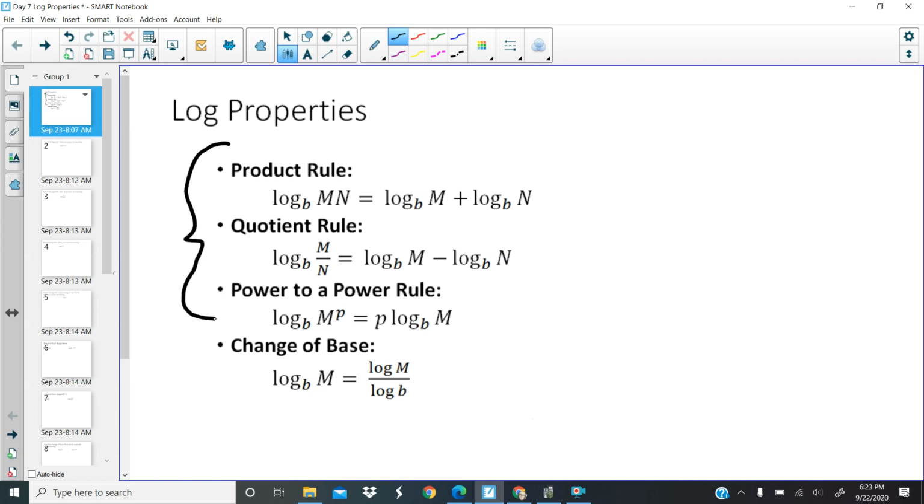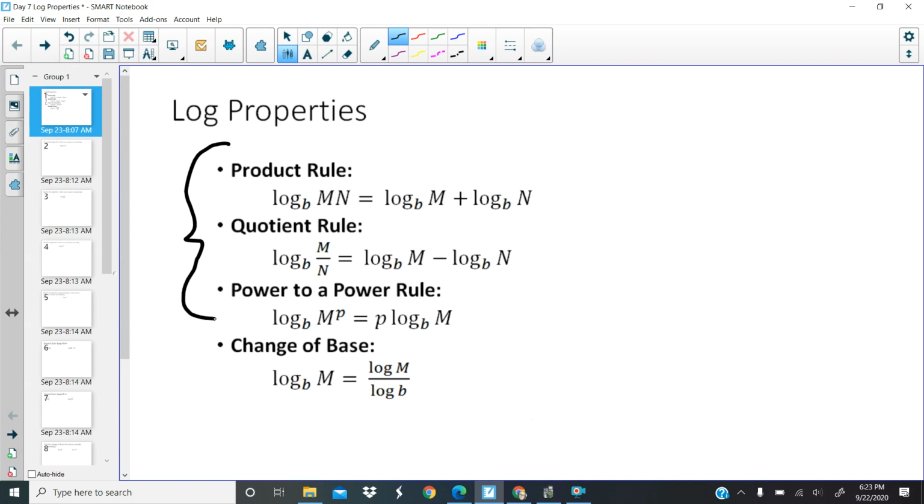The quotient rule is really similar. If you have log base something with something divided by something, so like x divided by y or m divided by n is what we have in here, then you can separate them out by having log base of the numerator minus log base of the denominator. Or working backwards, if you have two logs with the same base that are being subtracted, then you'll take the first one and put it as a numerator and the second one as a denominator and one log with that base.